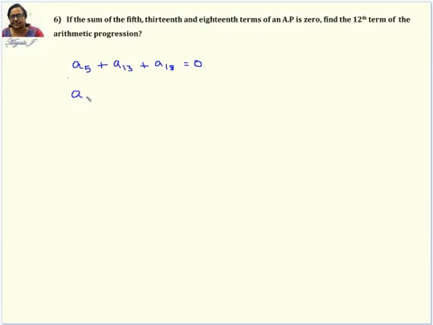So here it is going to be A plus 4D. The next term will be A plus 12D. A plus 12D. Good. Then A plus 17D. A plus 17D. And that should be equal to 0. And simplify this.